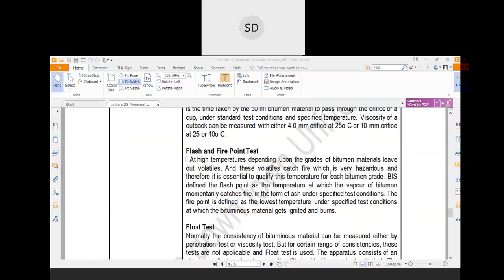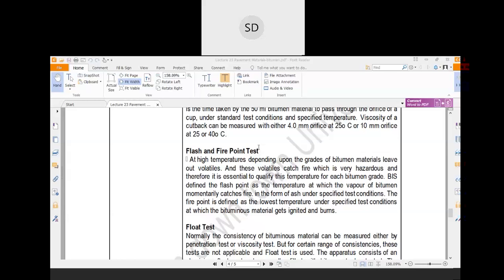Then another test is called the flash and fire point test. This test is important to avoid any type of hazardous condition which can happen during the heating of the bitumen. If you want to use the bitumen, you need to heat it, but this heating temperature should be limited up to a certain point, and that point is the flash and fire point.